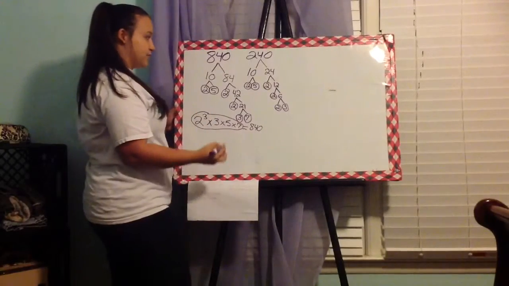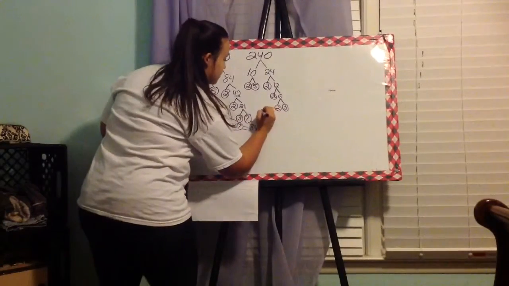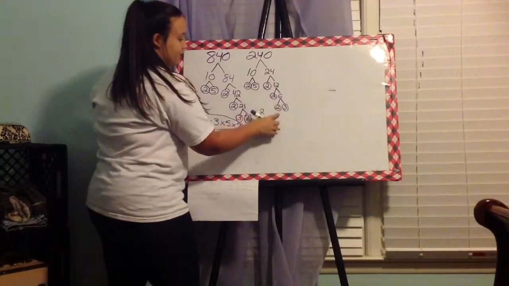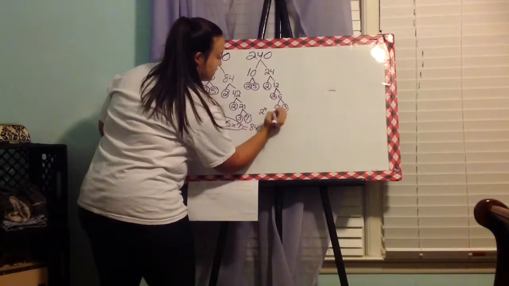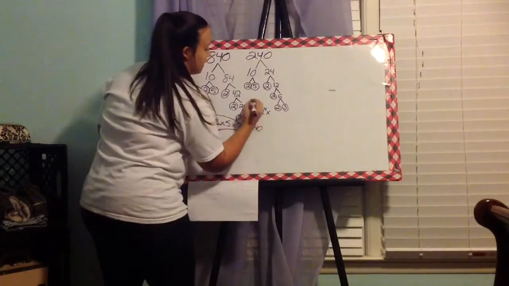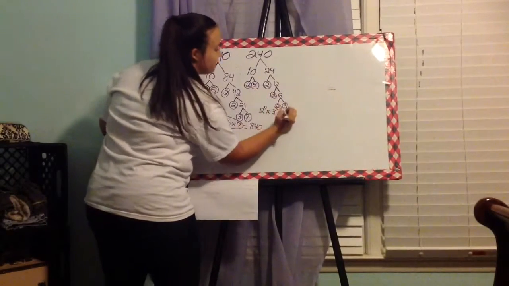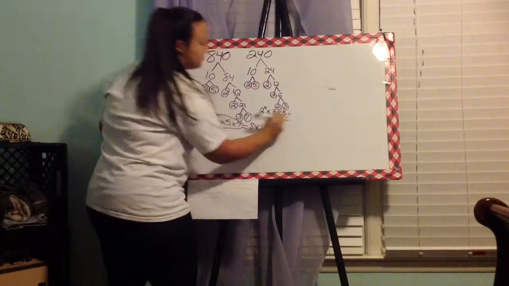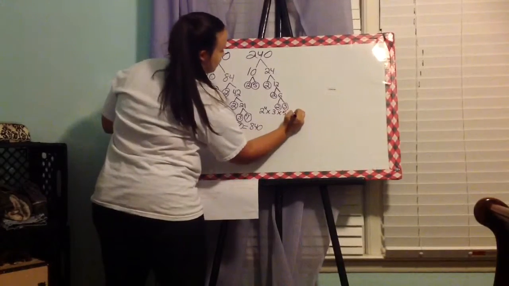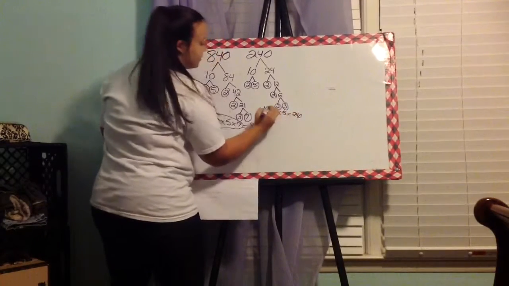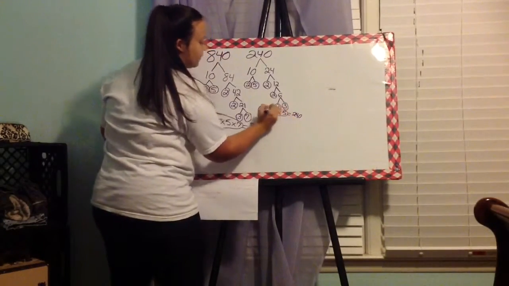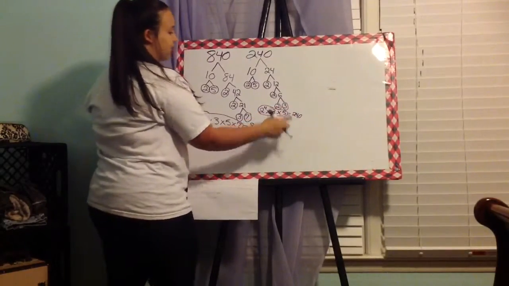So the prime factorization of 240 would be 2, and there's 4 of them. So 2 to the 4th times 3, there's 1, and then times 5, and there's only one of those. And if you multiply all that together, you get 240. So the prime factorization of 240 is 2 to the 4th times 3 times 5.